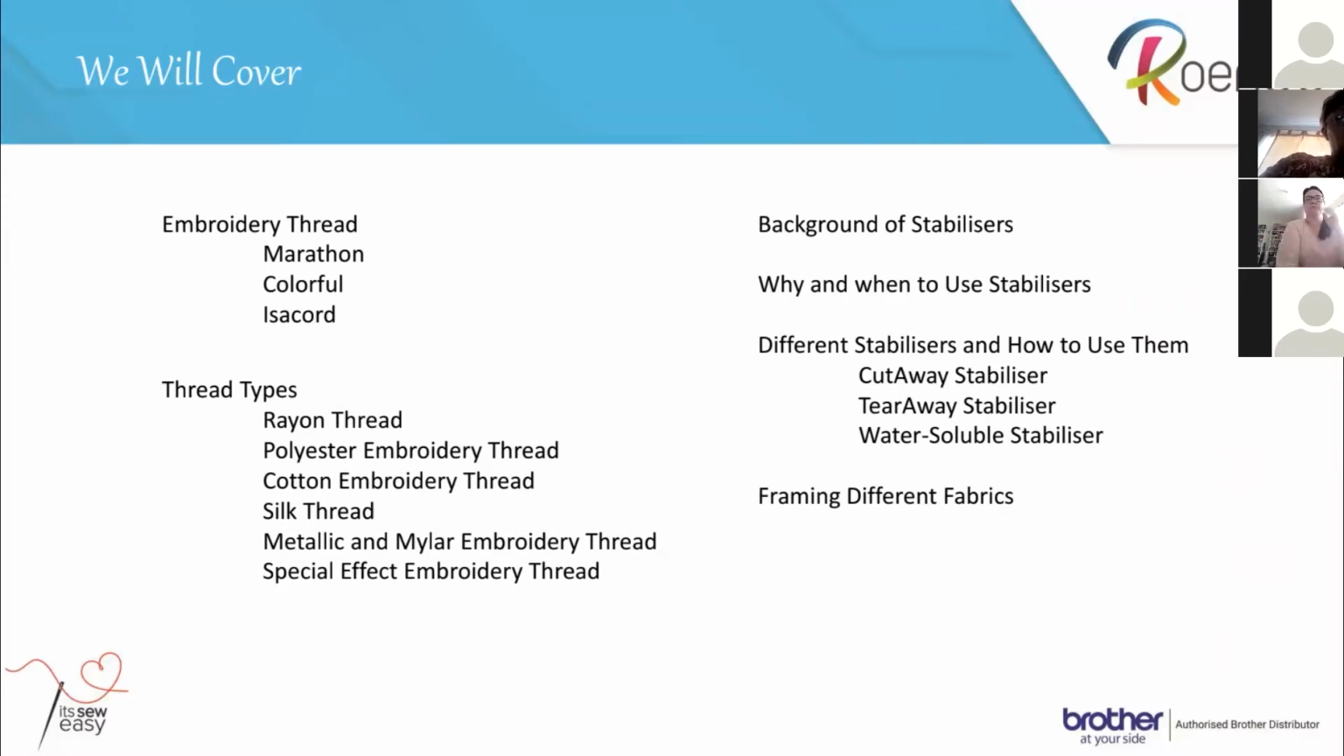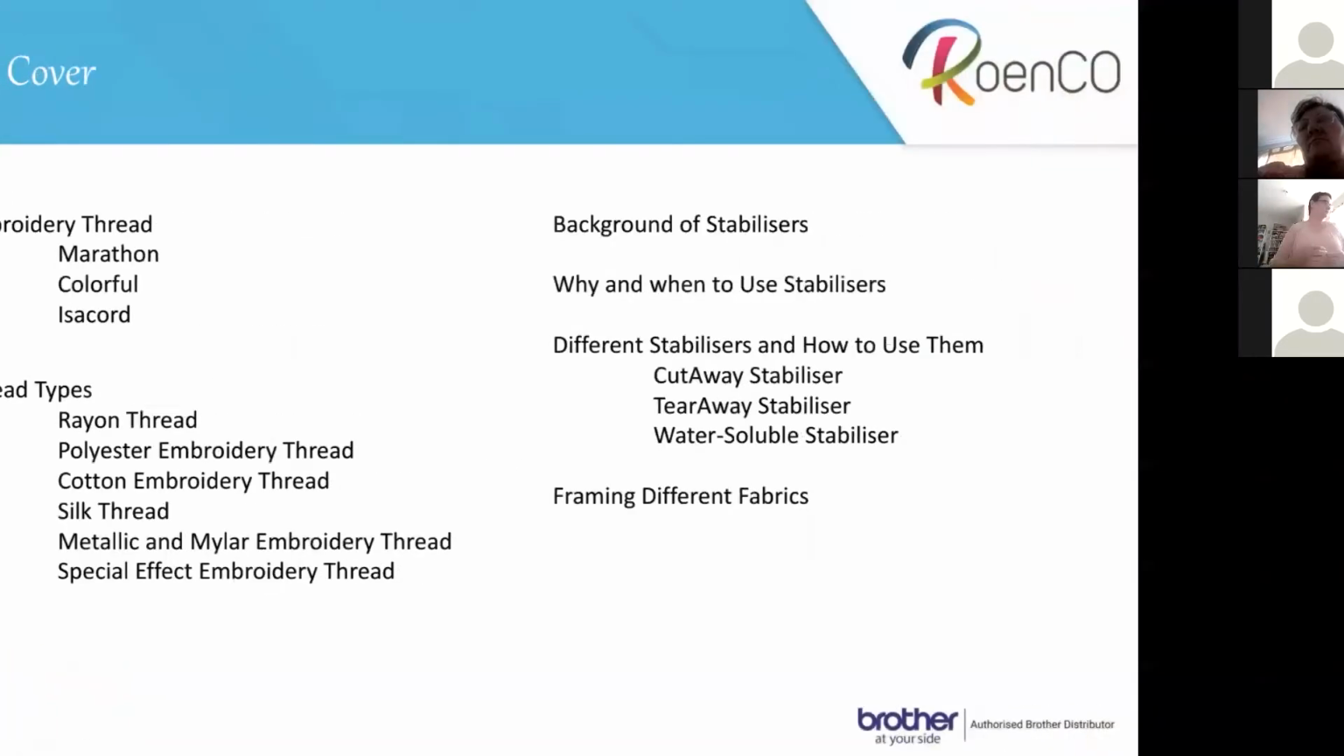So the rayon, the polyester, cotton, silk, metallics, and then specialty thread. And then we're going to run into the background of stabilizers, why and when to use them, what the differences of the stabilizers are, and then I'm going to show you how I frame different stabilizers using either a t-shirt or a towel, or even knitwear. So that is just what we will cover today.